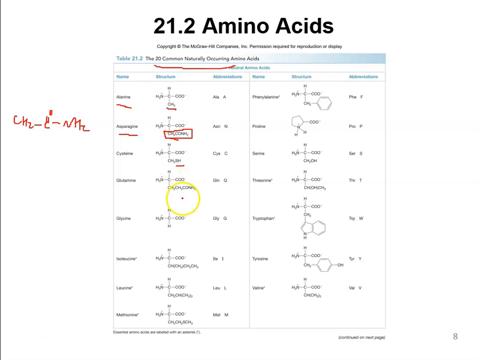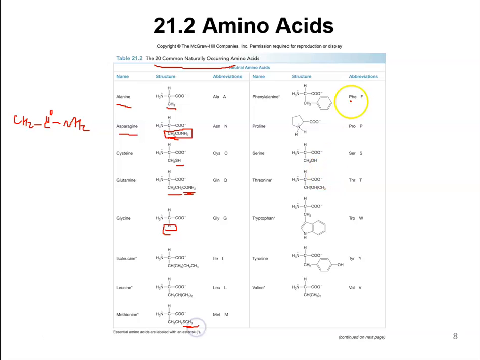Cysteine has a hydrogen. Glutamine also has an amide bond, but notice it has 2 carbons, as opposed to asparagine, which only has 1 carbon. Glycine is the only achiral one, has a hydrogen. Isoleucine, I believe, is an isopropyl group, isobutyl group actually. Leucine, all right.